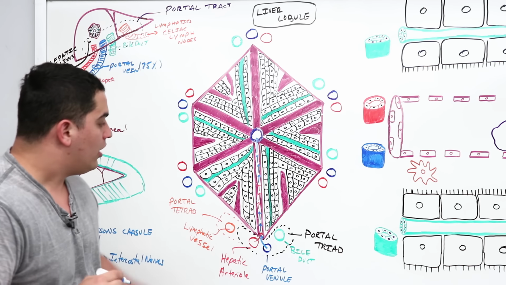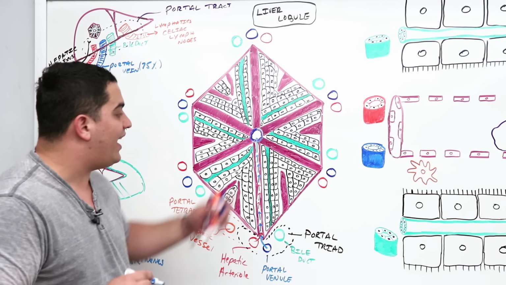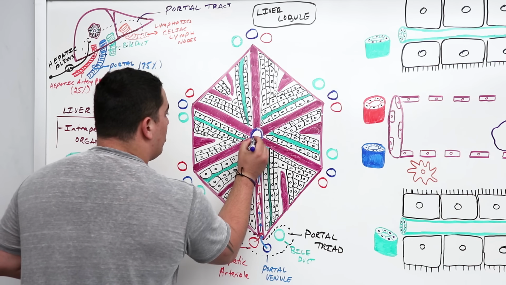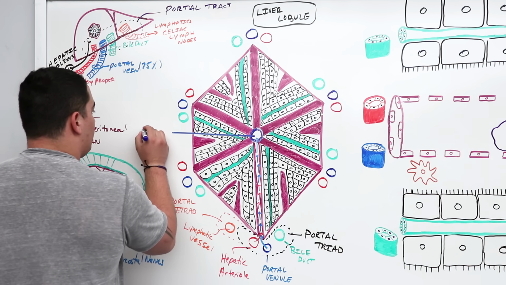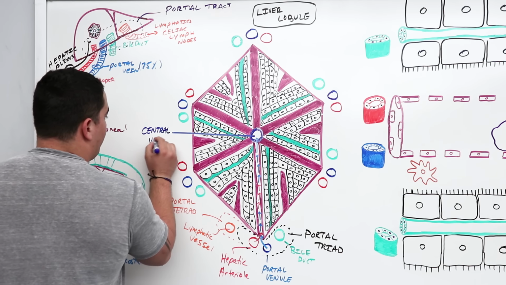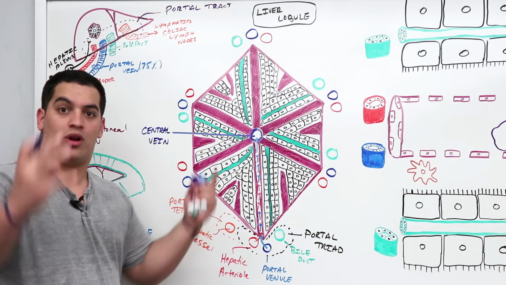Now, because this blood is mixing and it's moving towards this vein in the center, we call this vein right here, smack dab in the middle of this liver lobule, the central vein. Now, the central vein is important because the central veins from these different liver lobules will come together.